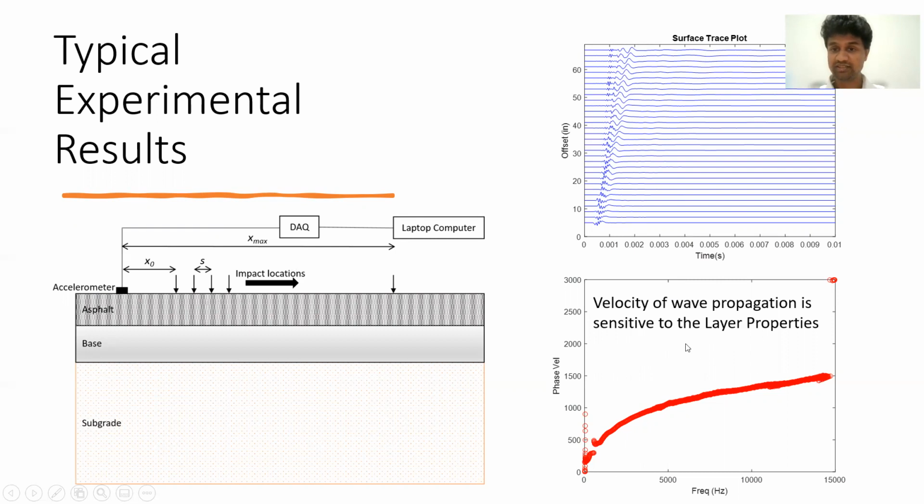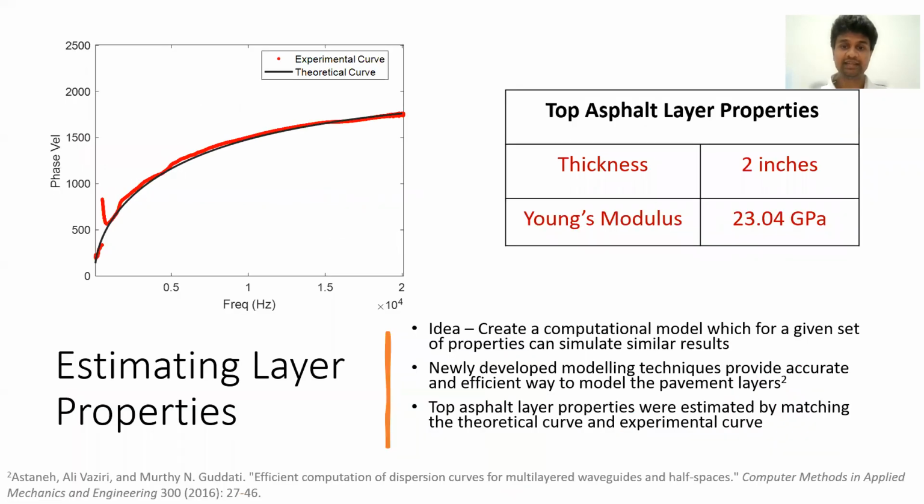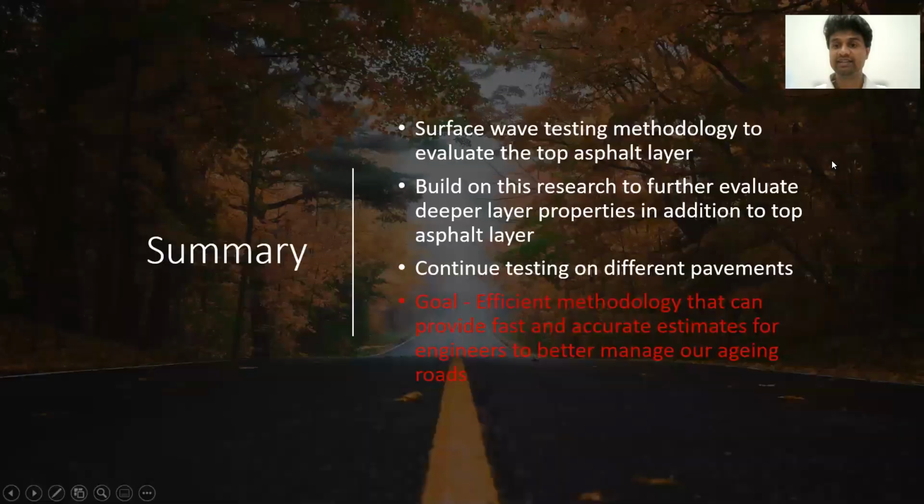This red curve, which you see here, the velocity curve, is the key to estimating the layer properties. The idea behind doing that is to create a computer model that can represent the actual physics of wave propagation in the pavement layers. And this is done through newly developed modeling techniques that provide an accurate and efficient way to model the pavement layers. So by matching this theoretical curve with the experimentally obtained curve, we can get back the top asphalt layer properties. And we got pretty good results for the pavement thickness and the pavement modulus, in comparison with typical properties for pavements in parking structures.